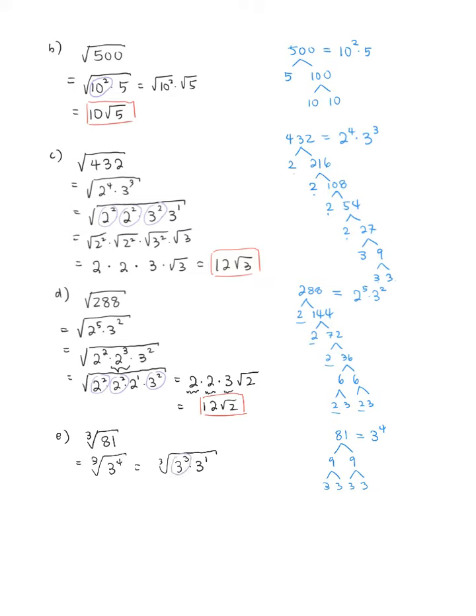Here we go. If I have to do this step by step, this is the same thing as cube root of 3 to the 3rd, and then cube root of 3 to the 1st. So again, this is going to become 3 times cube root of 3. Everywhere is 3. Alright, so that's going to be our answer.